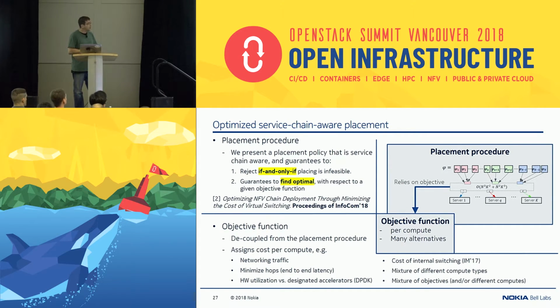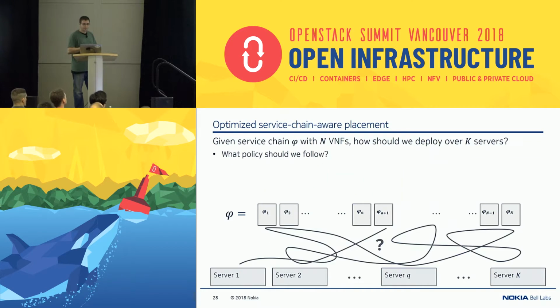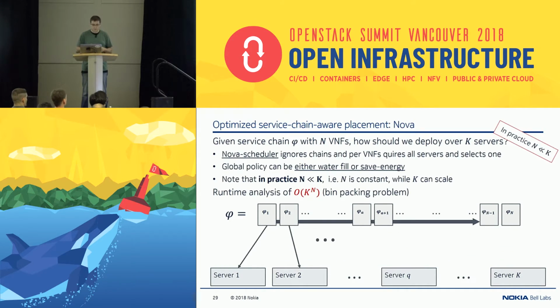And for a given objective function, we are guaranteeing to find the optimal placement. So how are we doing it? Let's first revise how OpenStack is doing it. Given a service chain with n VNFs, how should we deploy it over k servers? What policies should we follow?